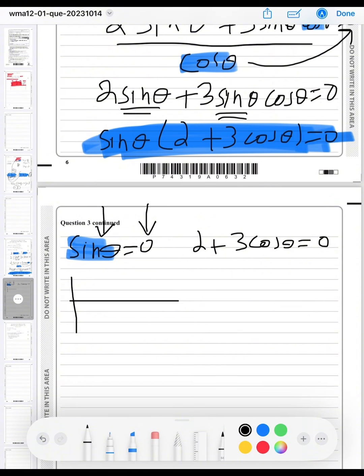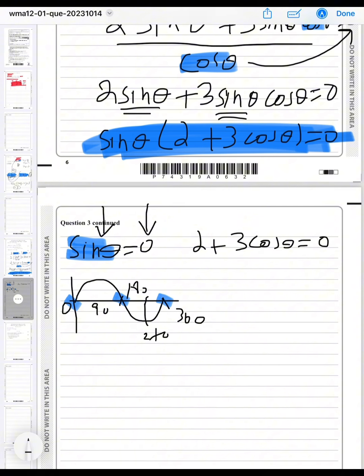So this is the standard sine theta. The angle is a simple theta, it's not stretched by anything. The standard graph for sine is this: this is 0, this is 90, this is 180, this is 270, and this is 360. So where are we getting zeros? We are getting 0 at 0, at 180 and at 360. So for sine theta, the answers will be 0, 180 and 360.